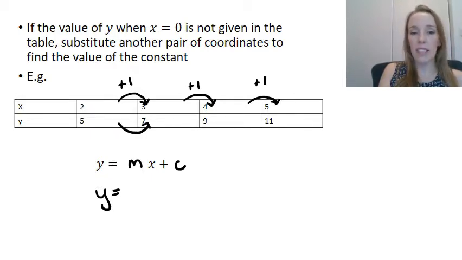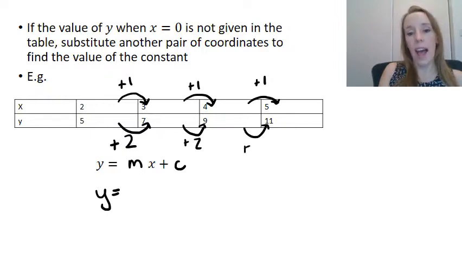To go from 5 to 7, are we increasing or decreasing? So we're going to have a positive or a negative number. Well, it's increasing, we're adding, so it's going to be a positive number. And 5 to 7 is adding 2. 7 to 9, adding 2. 9 to 11, adding 2. So we know our m value is going to be a positive 2.